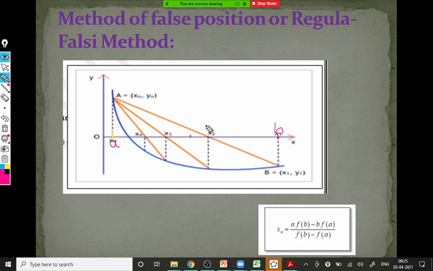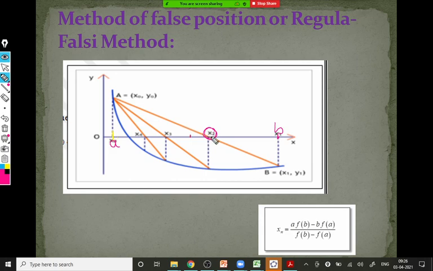That is the bisection. But in false position, to reduce the interval, we use the secant method. That is, we draw the chord AB, or secant AB. This AB intersects the x-axis at some point, and that is considered as the approximate value. That is considered as the iteration formula.